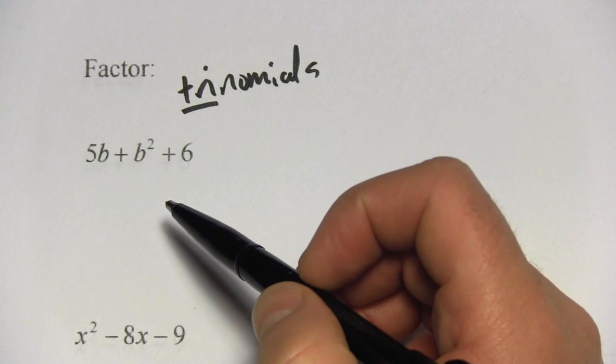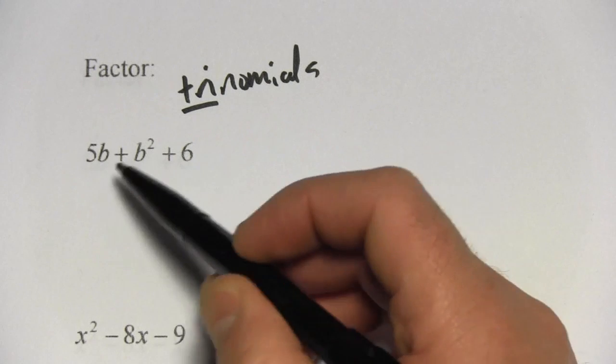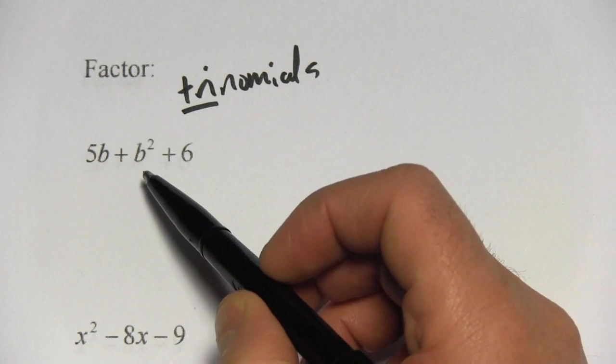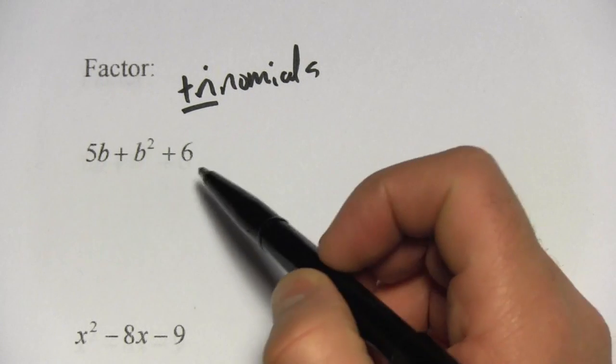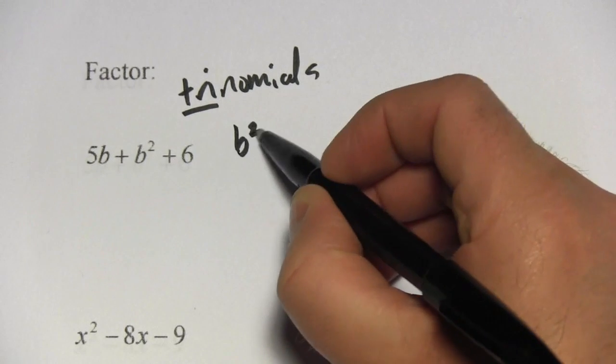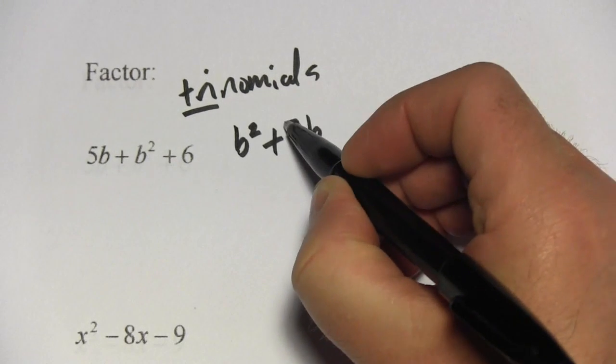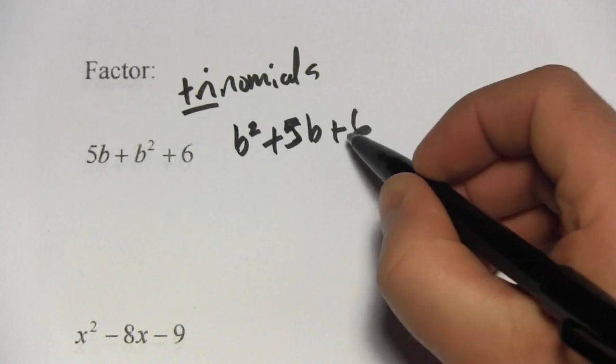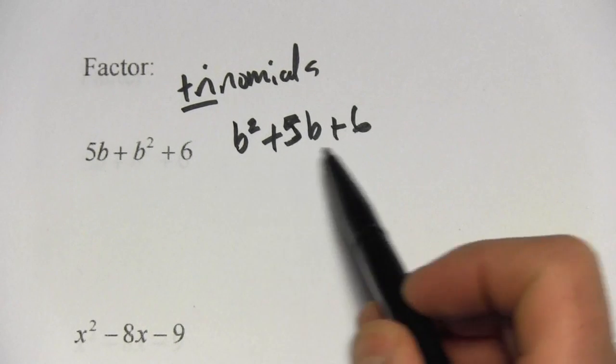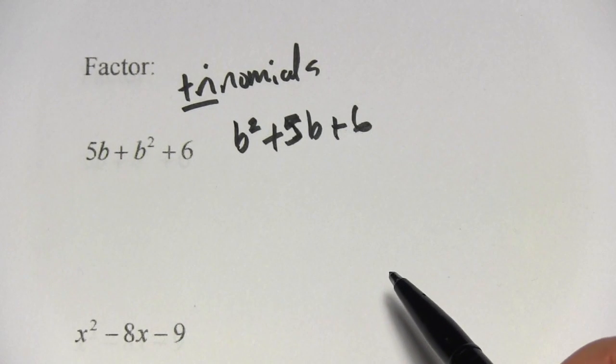That's a trinomial. And when we deal with these, we like to order them so that the highest power term is first. So I'm just going to rewrite this as b squared plus 5b plus 6. That's the same thing. It's just ordered from highest to lowest power.